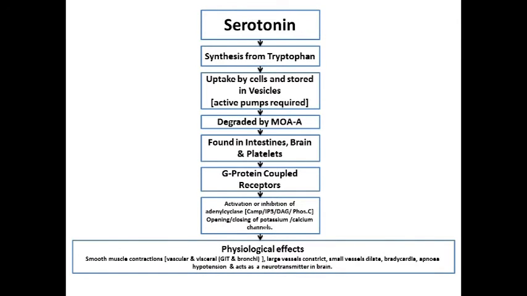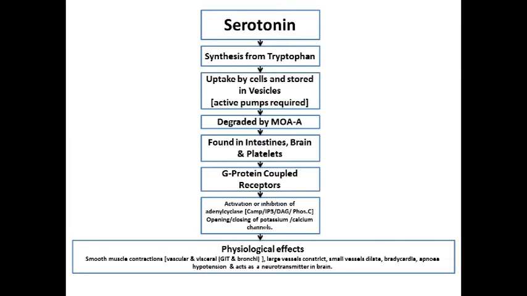The physiological effects of serotonin include smooth muscle contraction, be it vascular or visceral. So GIT, bronchi, whatever it might be, it causes these smooth muscles to contract. Large vessels constrict, and that is how it has an effect on cranial vasodilatation, constricting them and bringing about pain relief for individuals with migraine. But small vessels dilate, so that's one thing that relates to serotonin effects.